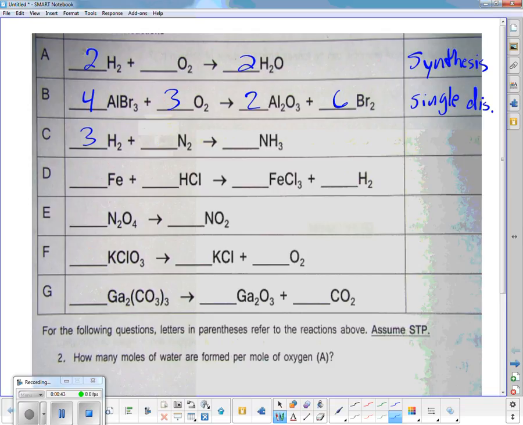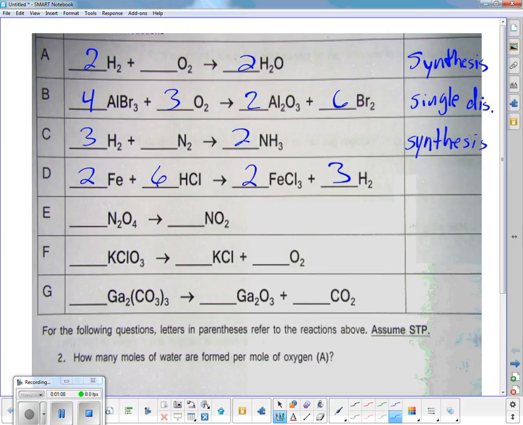Oh, 2NH3. Okay, what type? Synthesis. Okay. If anybody disagrees, make sure you're saying so. D. Who's going to be brave and tell me D? Okay, Sam? 2, 6, 2, 3. 2, 3. Okay, what type?